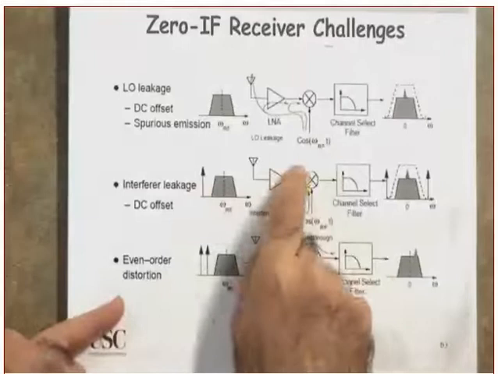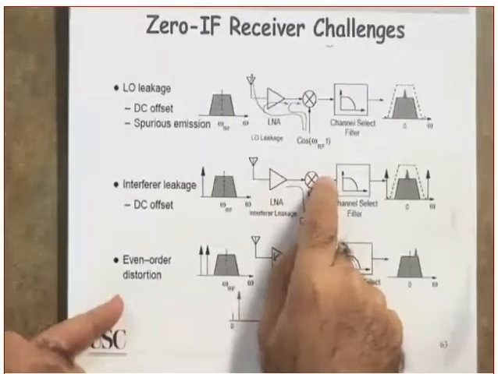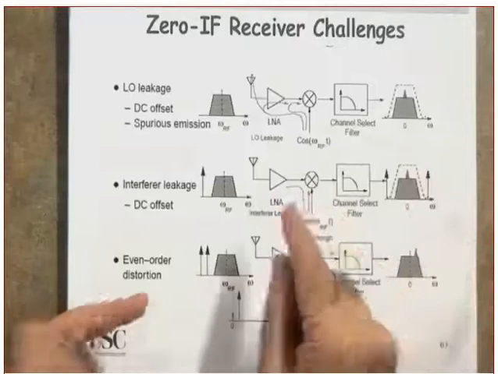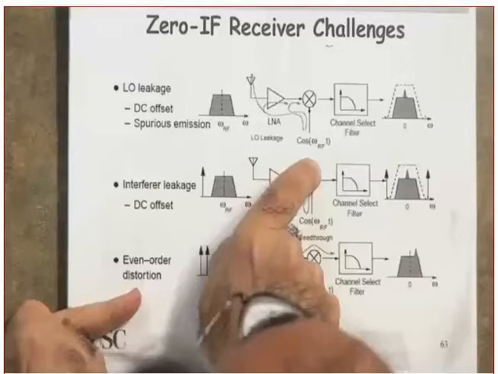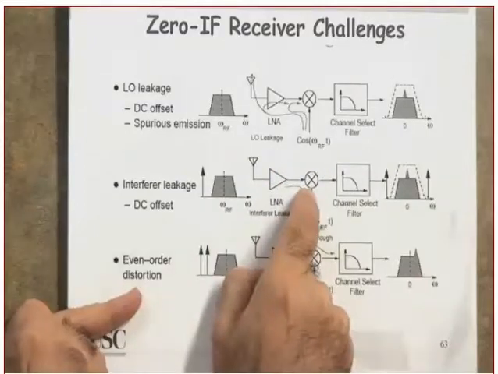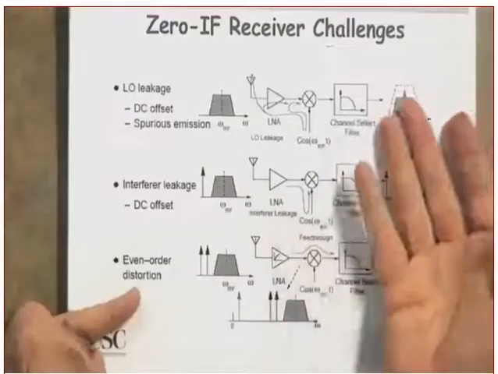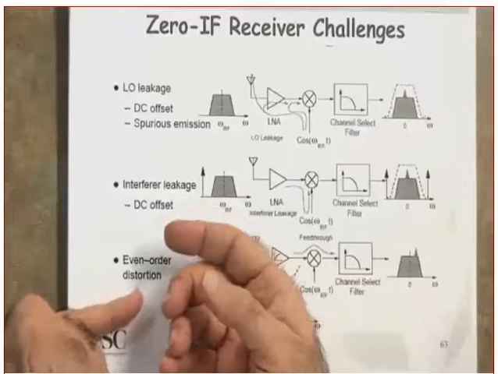If this one leaks to the output, is there a harm done? Did you answer my question? No? You didn't understand my question. Listen to the question. If this interferer leaks to this port rather than to this port, is there a problem? No problem. Why? Because this filter is a low-pass filter, so it will get rid of that leakage. Did you get my point or not? Yes or no? Okay, good.